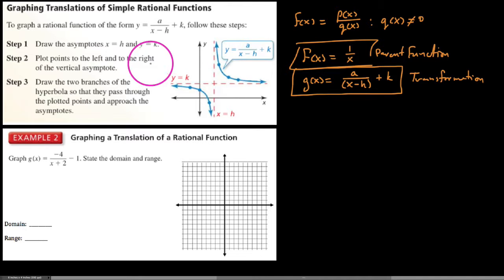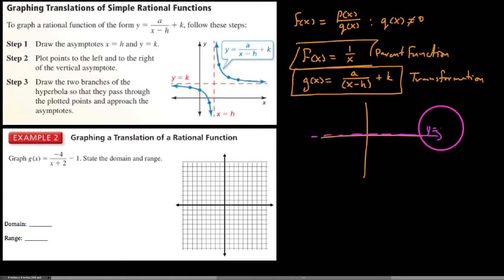Looking at this, I suppose what we really want to know is our parent function 1 over x first, and then go from there. So let's remember about 1 over x if we're going to draw f of x here. It has an asymptote at the y equals 0 line, or on the x-axis, and it has an asymptote on the y-axis at the x equals 0 line.